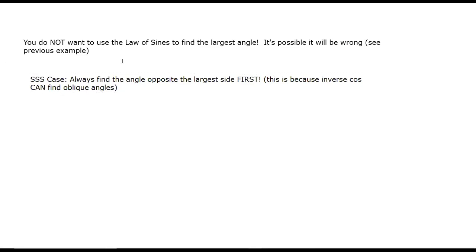So the next thing you'll do is then use the law of sines to get the second angle, and then supplement, which is 180 minus the others, to get the third.